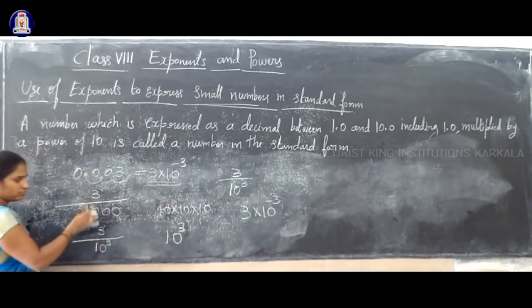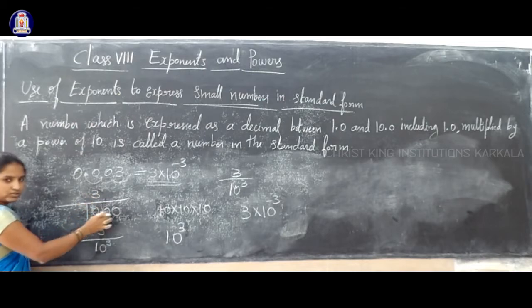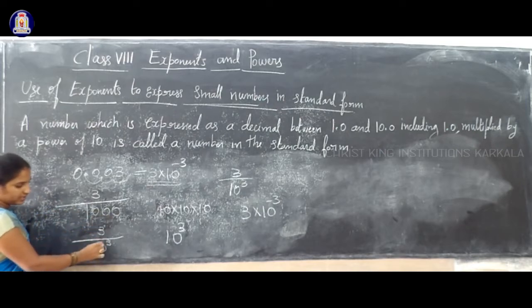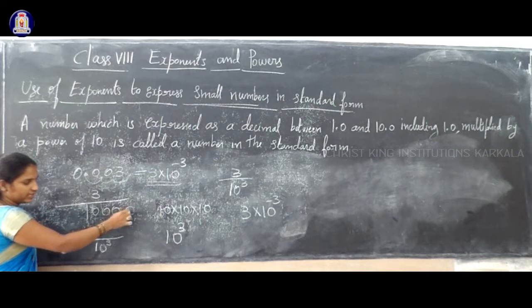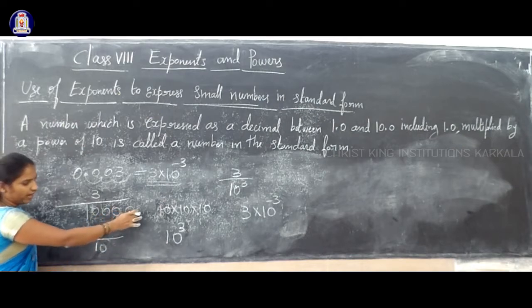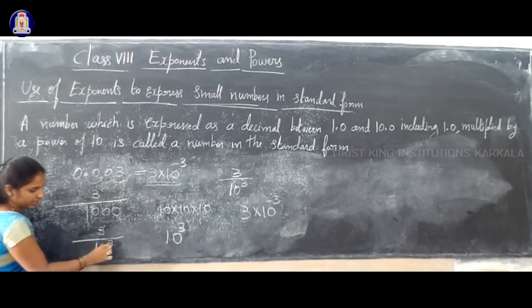Or else you can do one more method. After the decimal point, how many digits are there? 1, 2, 3. So write 3 by 1000. 3 zeros will come in the denominator. Now 1000 can be written as 10 power 3. 100 can be written as 10 power 2, but 1000 can be written as 10 power 3. If I give one more, 10,000, how will you write it? 10 power 4. 1 lakh is 10 power 5. Understood? 5 zeros means 10 power 5, 4 zeros 10 power 4. If it is 3 zeros, you must write 10 power 3.